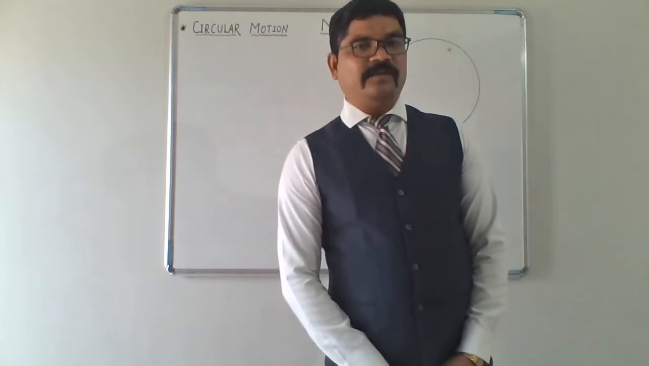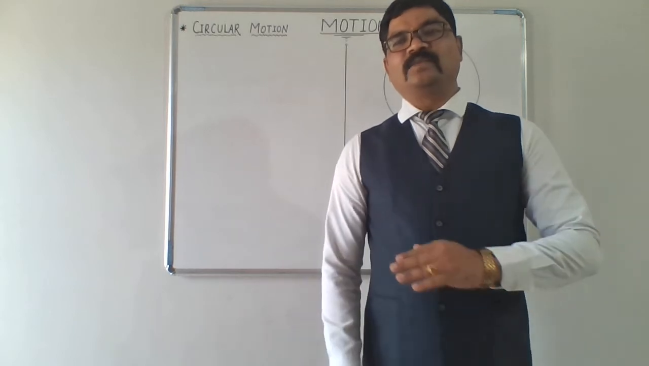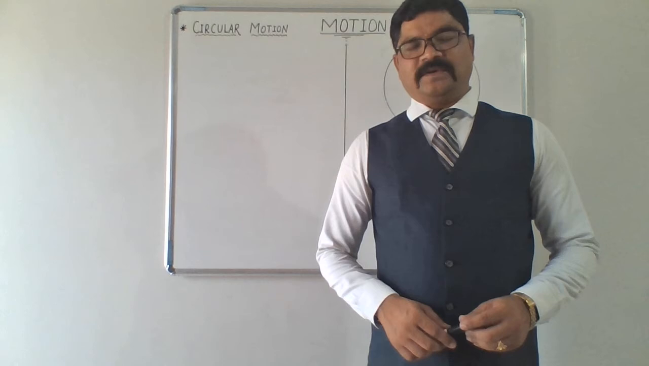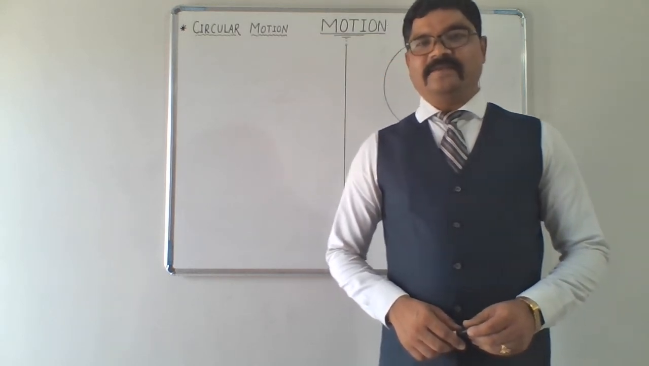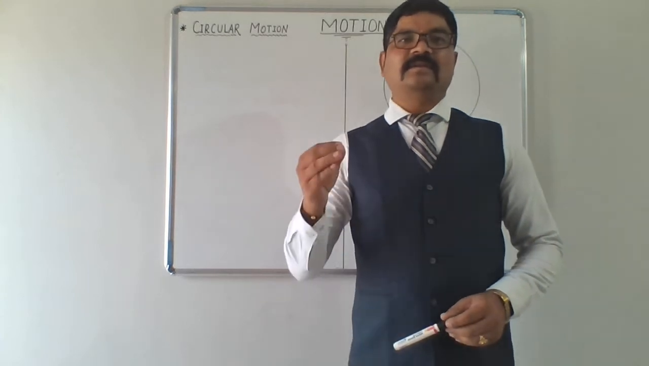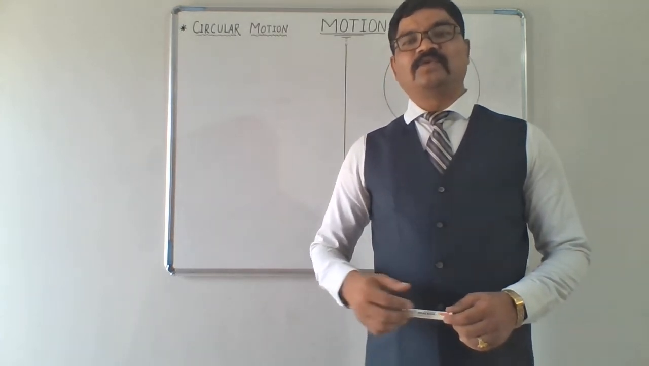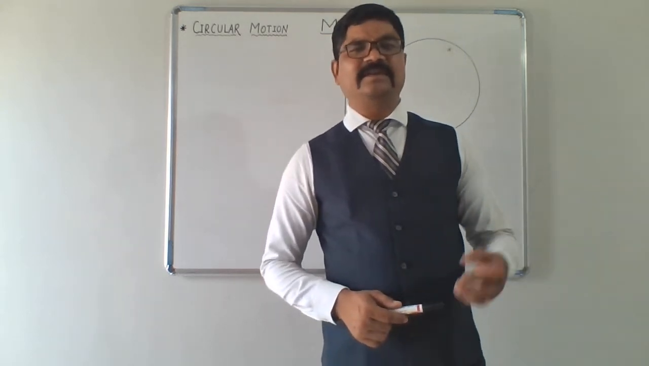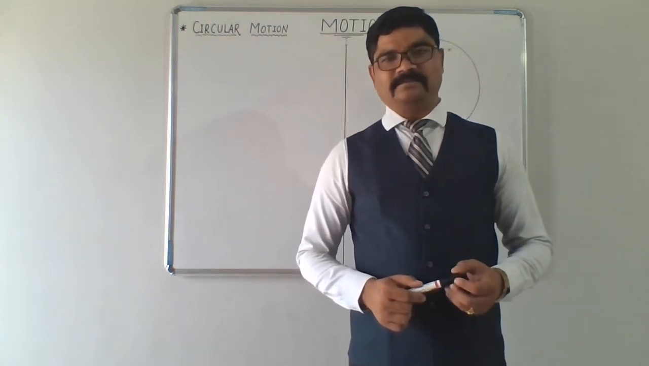Till now, we had discussed the linear motion of an object. The object was moving along a straight line, and we had described its related terms, the terms which were related to the motion of the object, like its speed, distance, velocity, displacement, acceleration, and so on.